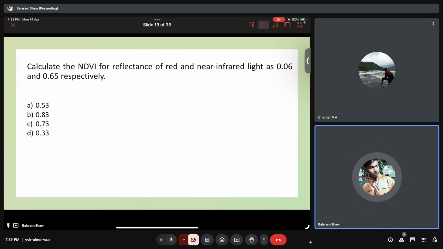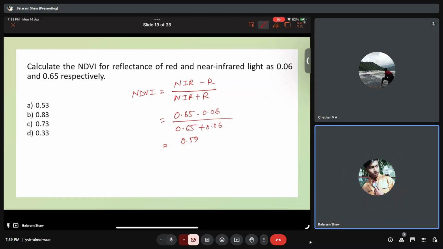Next question is, calculate the NDVI from reflectance. We know NDVI is written as the reflectance value of NIR minus the red one divided by NIR plus the red one. Let's calculate that. Input is 0.65 minus 0.06 divided by 0.65 plus 0.06. I am getting somewhere near 0.83. Now, the correct answer will be B, it is 0.83.